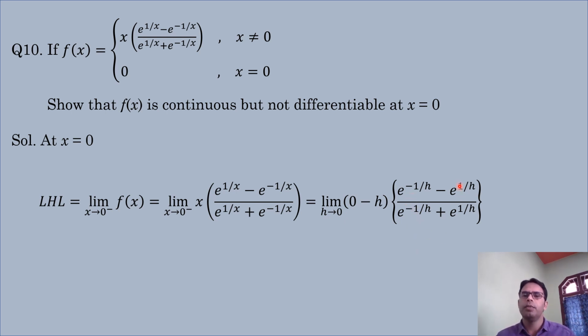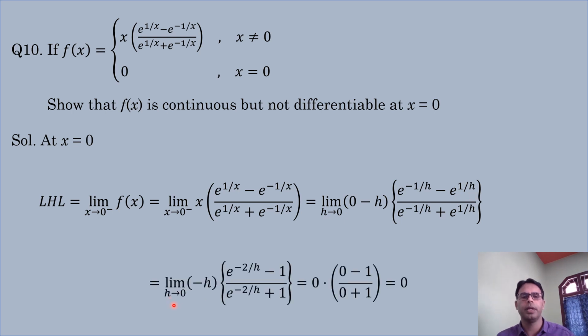So dividing by e to the power 1 by h, limit h tends to 0, this is minus h, e to the power 1 by h, so it will be (e to the power minus 2 by h minus 1) over (e to the power minus 2 by h plus 1). This is 0 minus 1, this is 0 plus 1, and minus h is already there, 0 into some number is equal to 0.